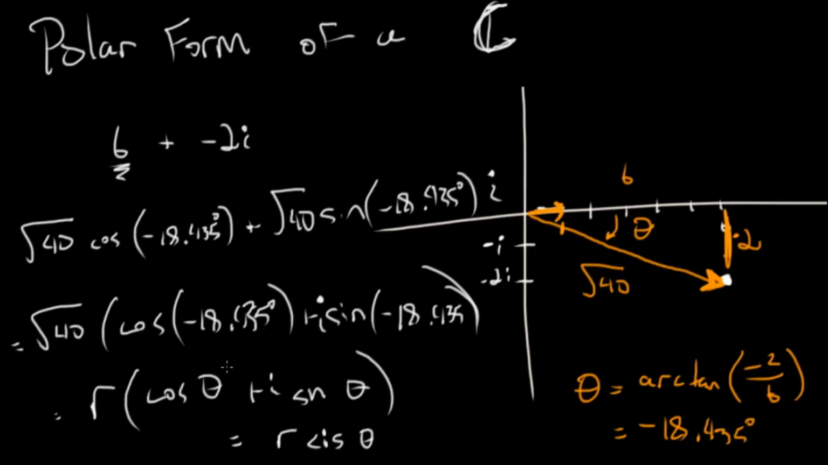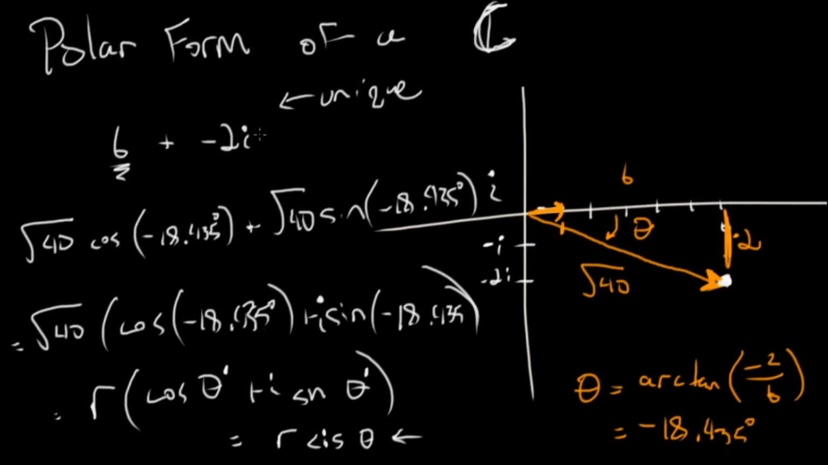Because this angle and this angle are the same, I only need to write it once. R cis theta. This is the polar form. This is describing this point in the complex plane, just like 6 plus negative 2i is. There are some things you need to worry about. Not worry necessarily, but this is unique.